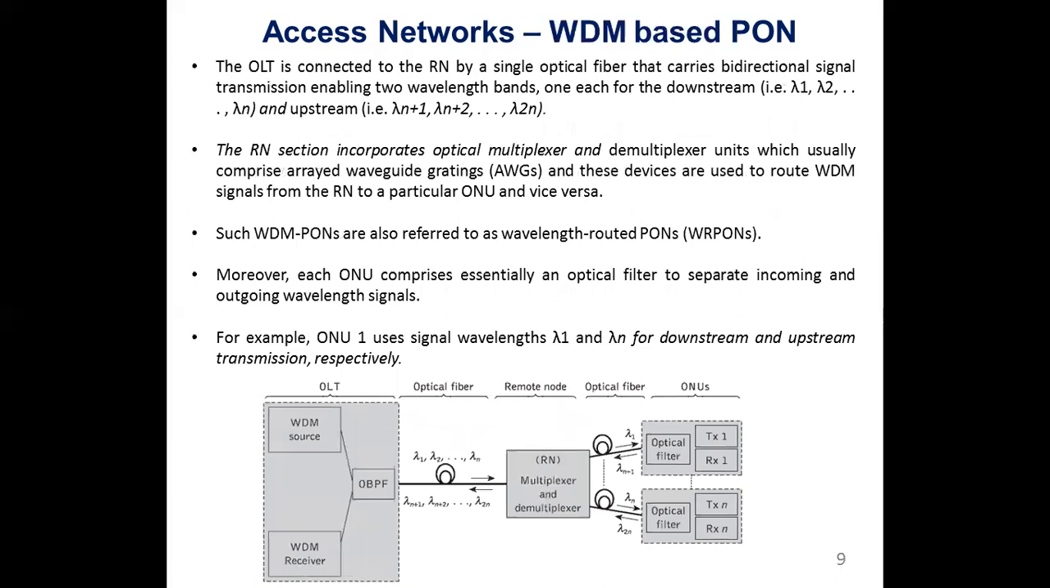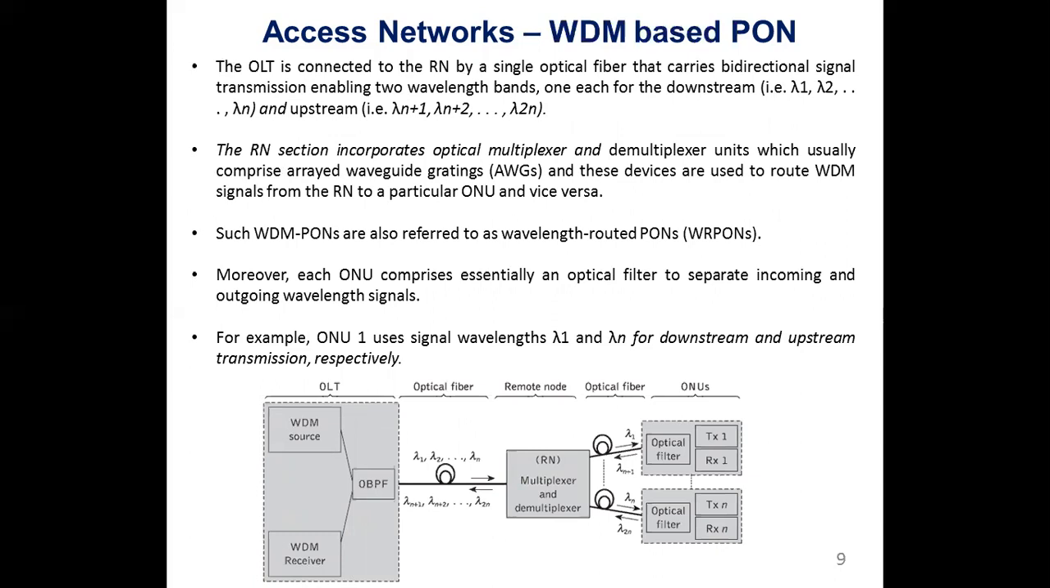This OLT will be connected to the RN using a single fiber, and this will carry bidirectional signal transmission. This will enable two wavelength bands, one for the downstream and one for the upstream. So the downstream and upstream wavelengths are denoted lambda 1 to lambda n and lambda n plus 1 to lambda 2n, so there is no interference.